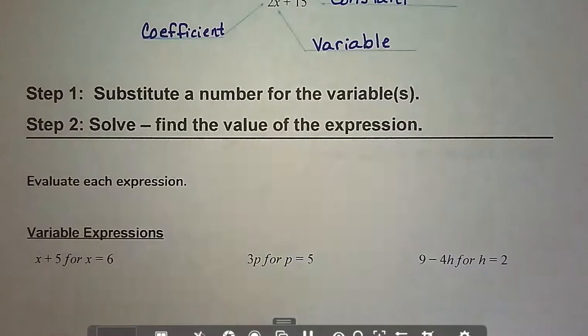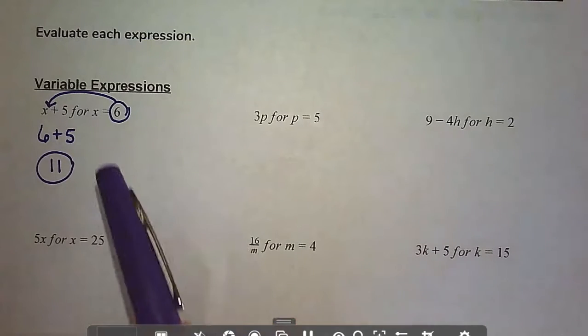Here are the steps that we'll take in order to solve these problems. First of all, we'll substitute a number for the variable. That means take the variable out of the problem and replace it with the value that you're given, the number that you're given. And then finally, use your order of operations to solve to find the value of the expression. So here's our first problem.